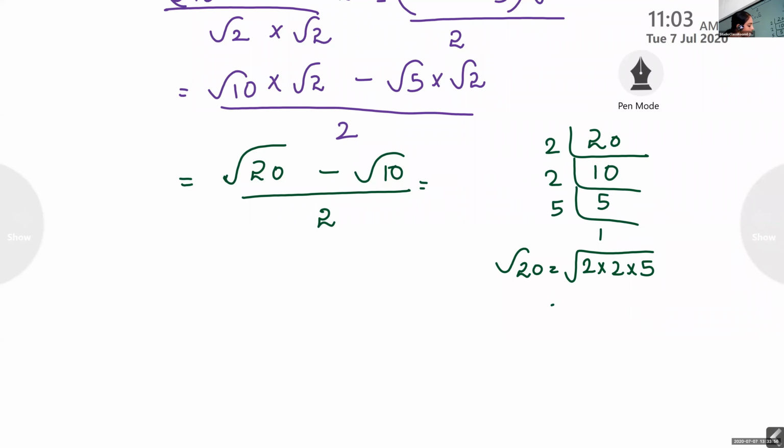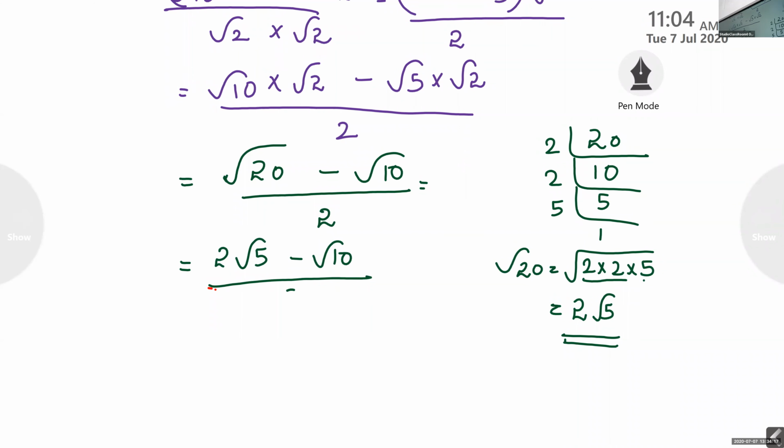All of you know this method. Now one pair you can take 2 out, and 5 has no pair, so you can write 2 root 5. All of you know this method. Okay. If you substitute here, it will become 2 root 5 minus root 10 by 2. This is one method.